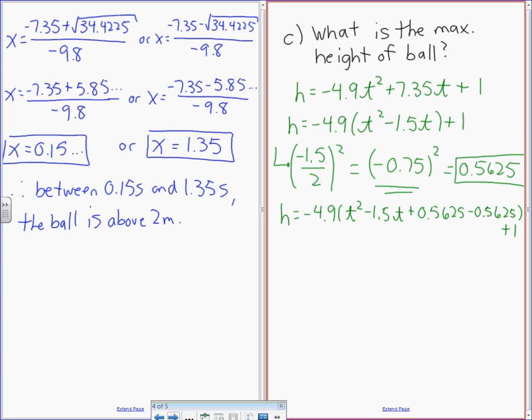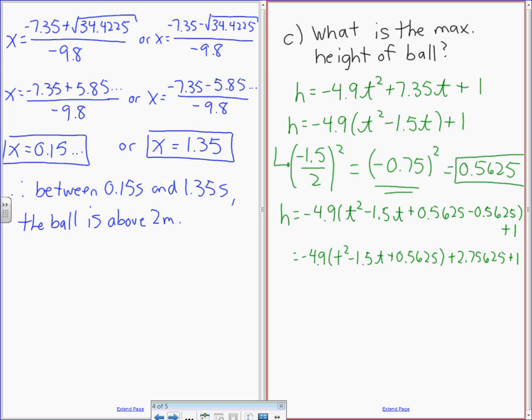Alright, Noah, what happens now, please? Negative that. Okay. Use the calculator if you want, negative 4.9 times that one. 2.75625. Oh boy. Really? Yeah, is that right? Someone confirm that? I don't doubt it, but sorry, it's a mess now.